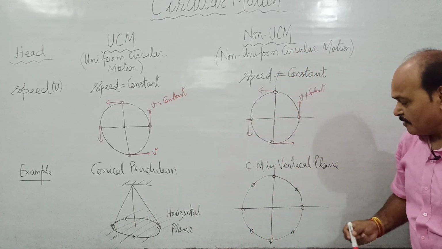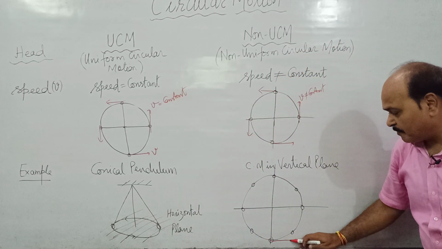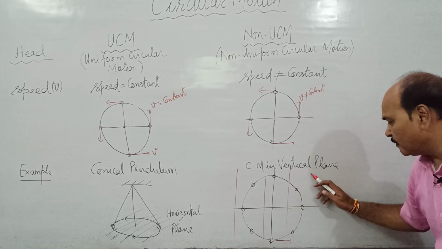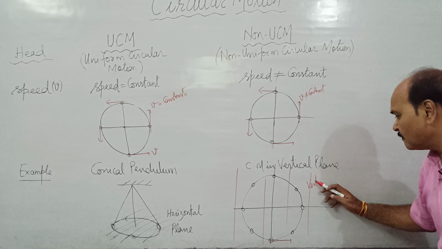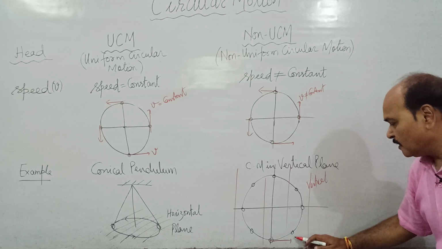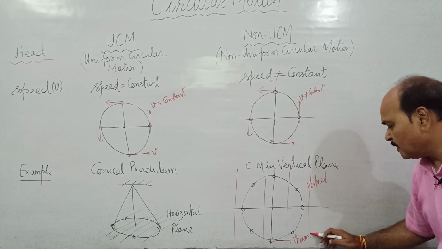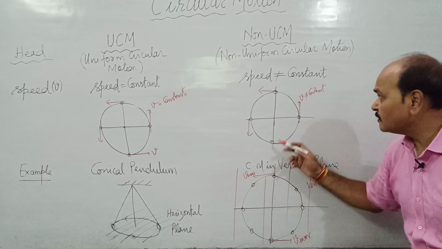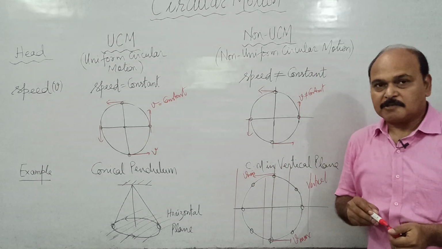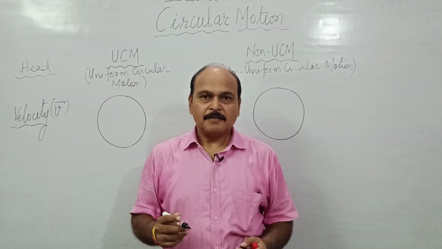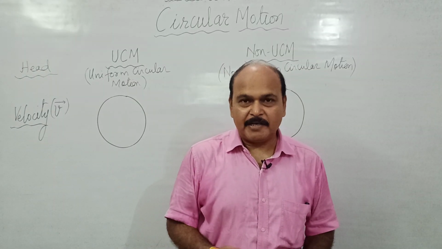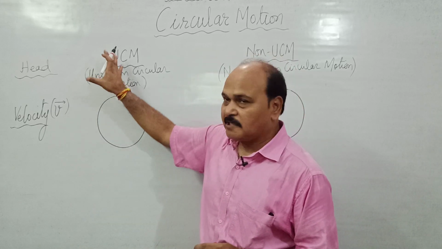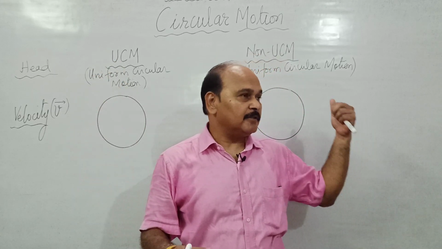So this is the bob. This bob is moving on a circular path in what plane? This is a vertical plane. So here the speed is maximum. Here the speed of the bob is what? Minimum. And the motion is called non-uniform circular motion. Children, let us now see the variation of the velocity. Speed is constant here in UCM. Speed is a variable in non-UCM.